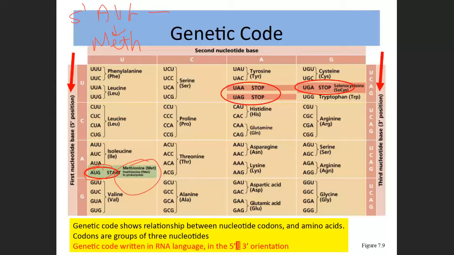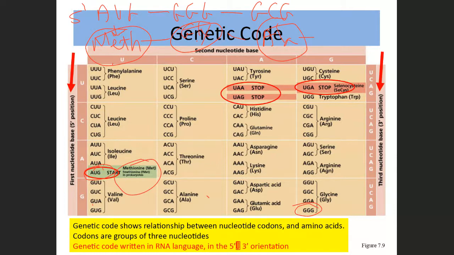Then GGG, and GGG is, just a second, there we go, glycine. So glycine will be the next amino acid in that sequence. GCG was the next one, so GCG will be translated into alanine. So we had methionine, glycine, alanine.